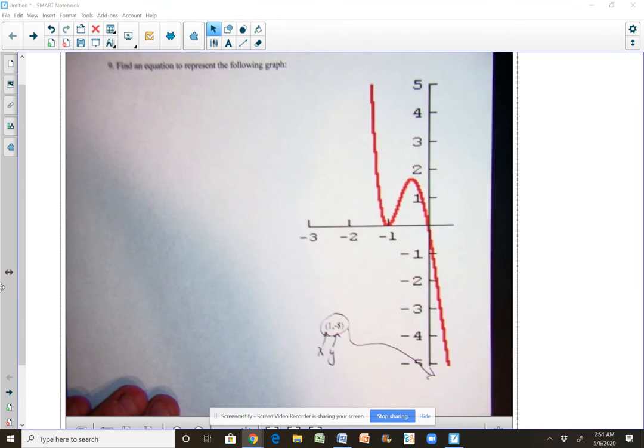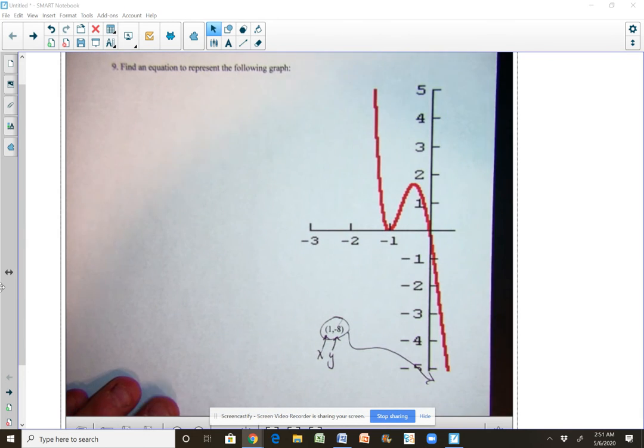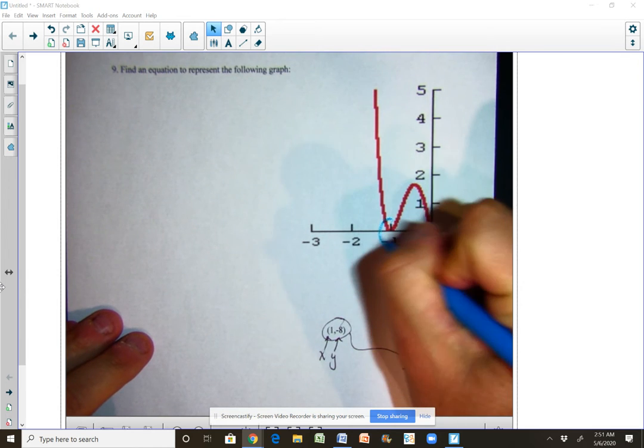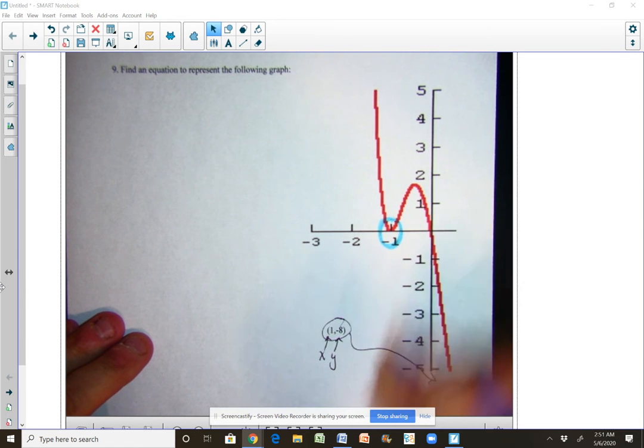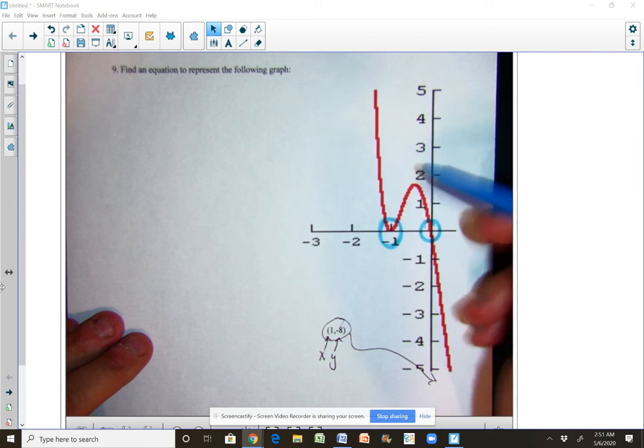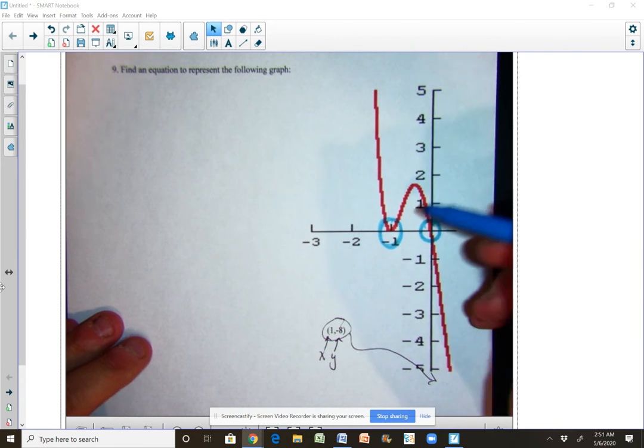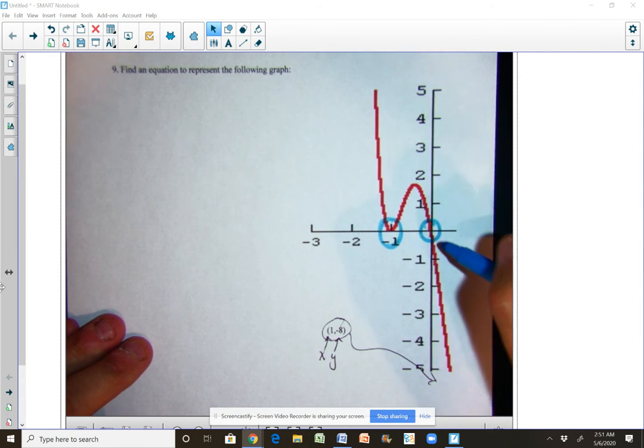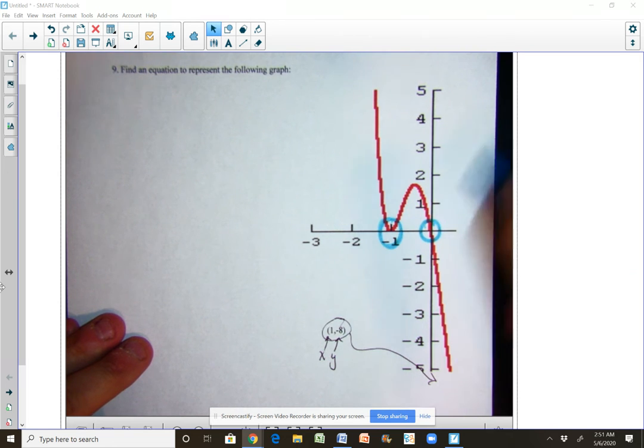Okay, so find the equation of the graph. Well, if we look on the graph, we've got a couple important pieces of information. Right here, we've got a root, and right here, we've got a root. Now we can see it's going in opposite direction, so it's going to be an odd degree. It's going to have a negative leading coefficient because it's going down to the right instead of up to the right. Positive coefficients go up to the right, negative coefficients go down to the right.